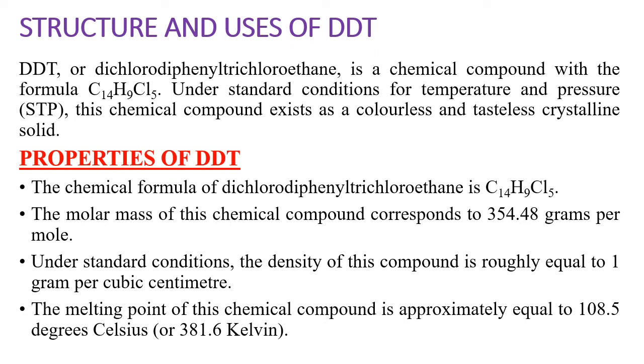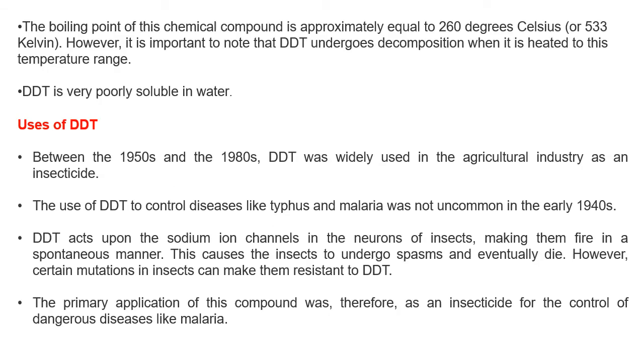The melting point of this compound is 108.5 degrees centigrade, or 381.6 Kelvin. The boiling point of this compound is 260 degrees Celsius. DDT is very poorly soluble in water.